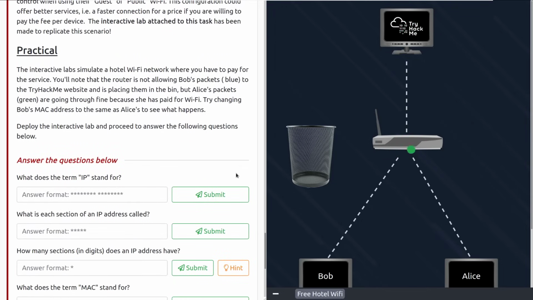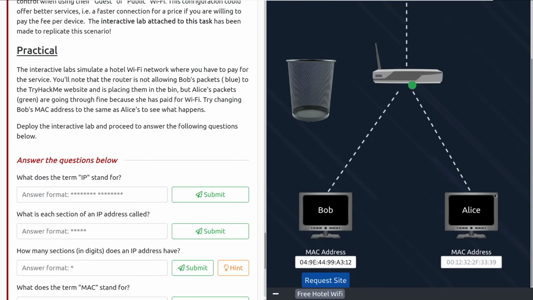The interactive labs simulate a hotel Wi-Fi network. We have to pay for the service. You'll notice that the router is not allowing Bob's traffic, Bob being right down here, but Alice's packets, green, right here, are going through just fine because she paid for the Wi-Fi. Try changing Bob's MAC address to the same as Alice's and see what happens.